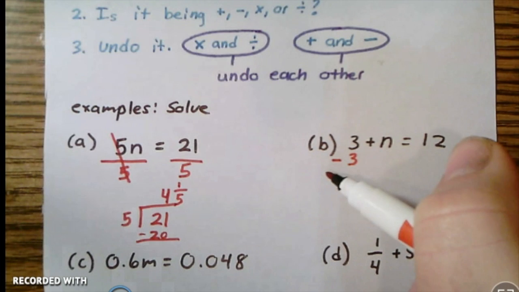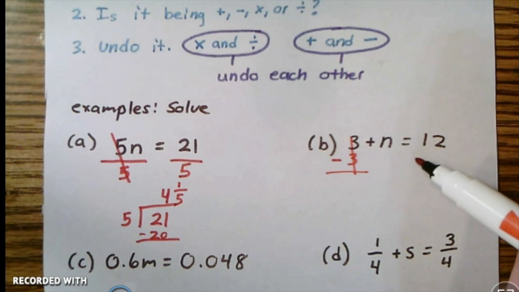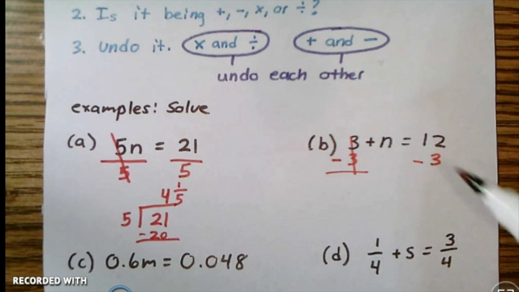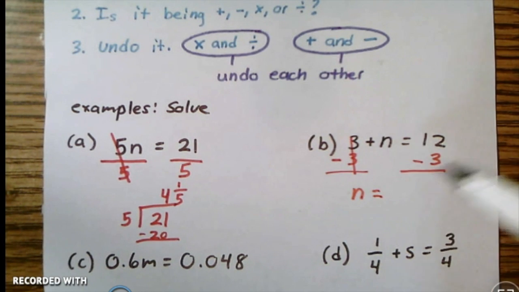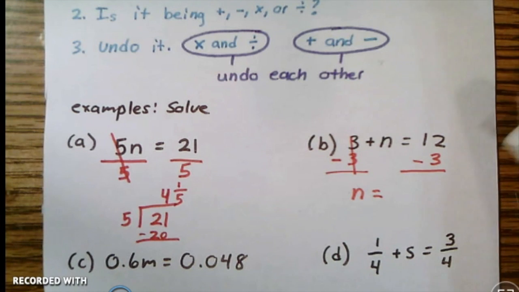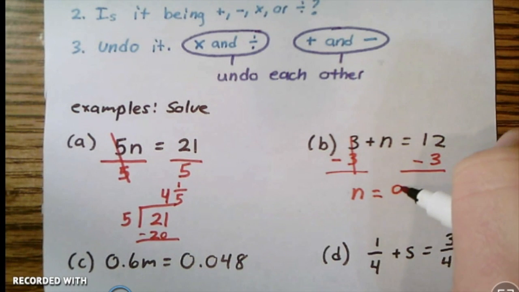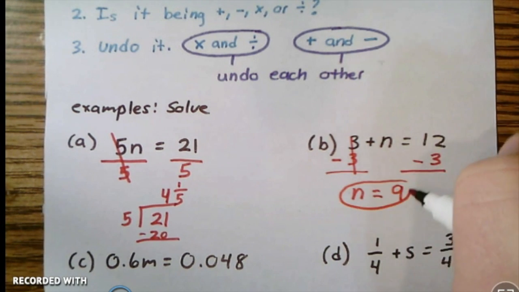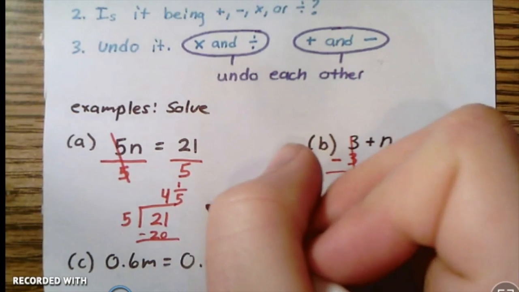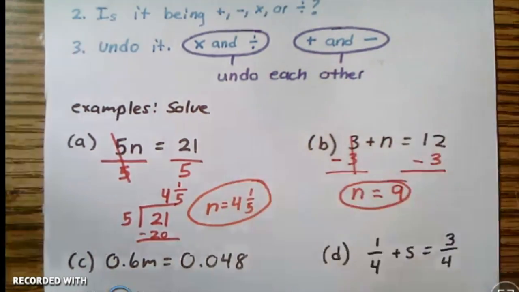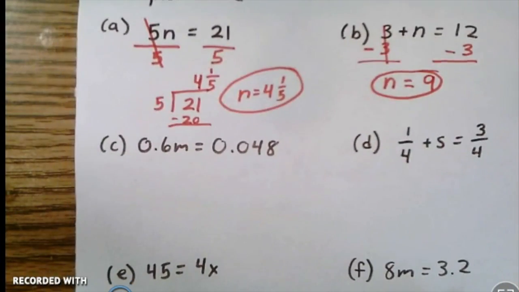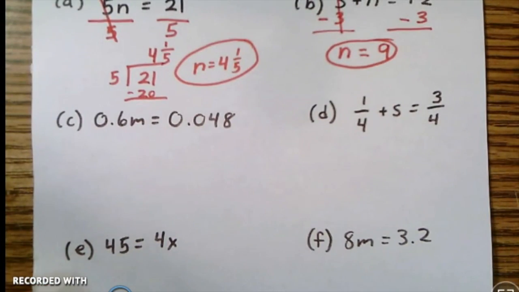So I'm subtracting 3 here. They're going to cancel. And whatever I do to this side, I have to do to this side. So minus 3 over here. So my answer is n equals 12 minus 3, which is 9. I should have written over here, n equals 4 1/5.